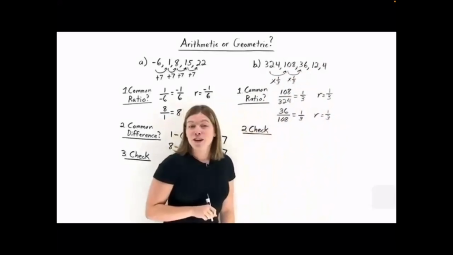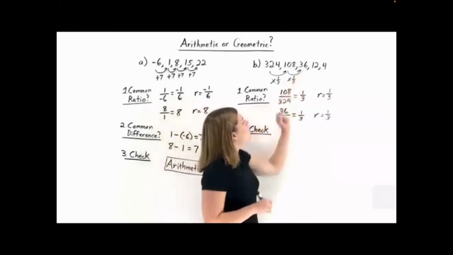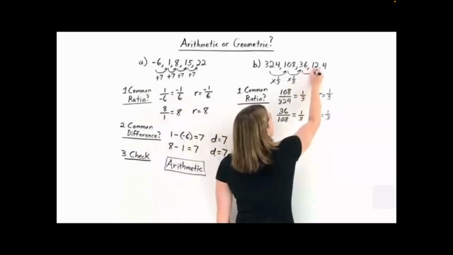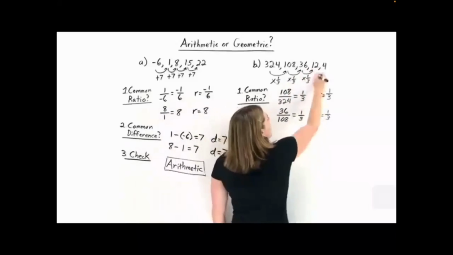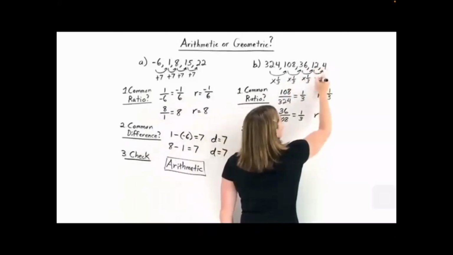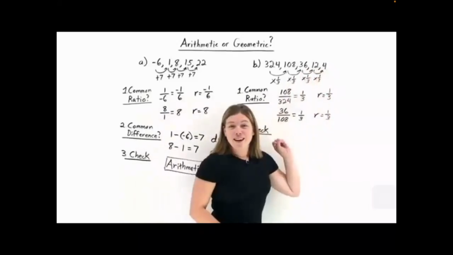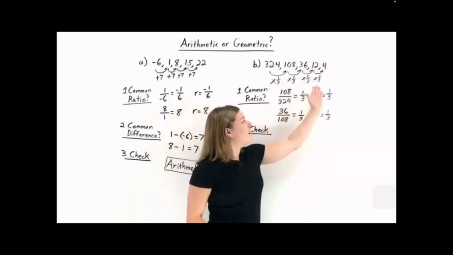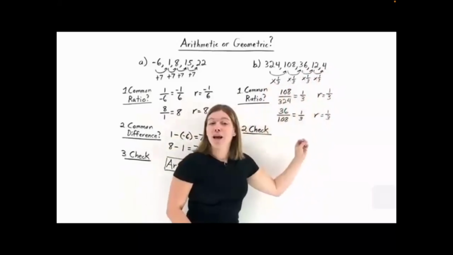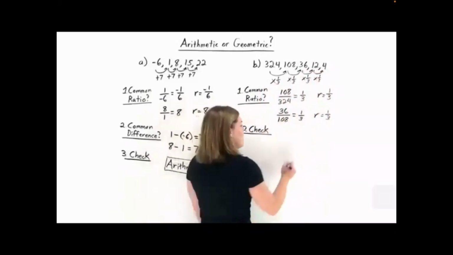If they do, we have a common ratio. That means that our sequence is geometric. So let's look. Here, if we take 36 and multiply it by 1/3, we get 12. And if we take 12 and multiply it by 1/3, we indeed get 4. So that means our sequence holds this pattern of taking a term and multiplying it by 1/3 in order to get the next term in the sequence.